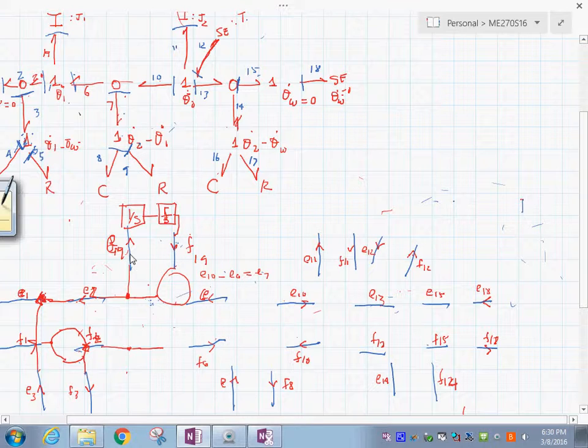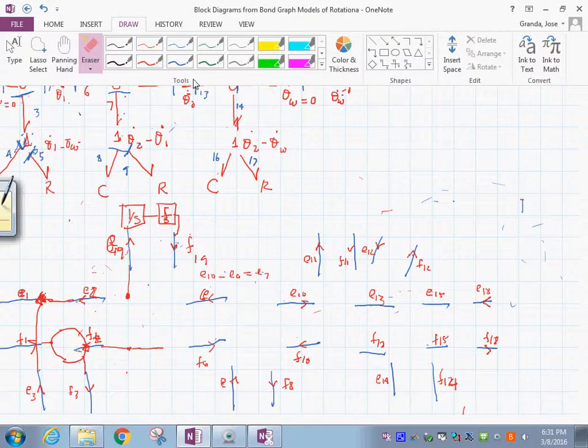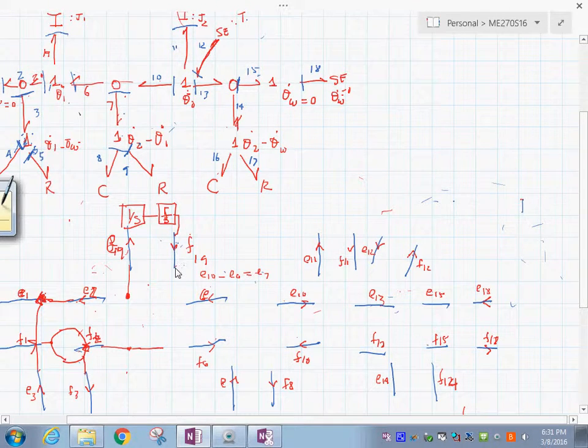So E19 is E sub 6. The way it is in here, E19 is E6 minus E3. E sub 6 would be plus here and minus here. Okay, now let's go to the zero junction. All the efforts are the same.